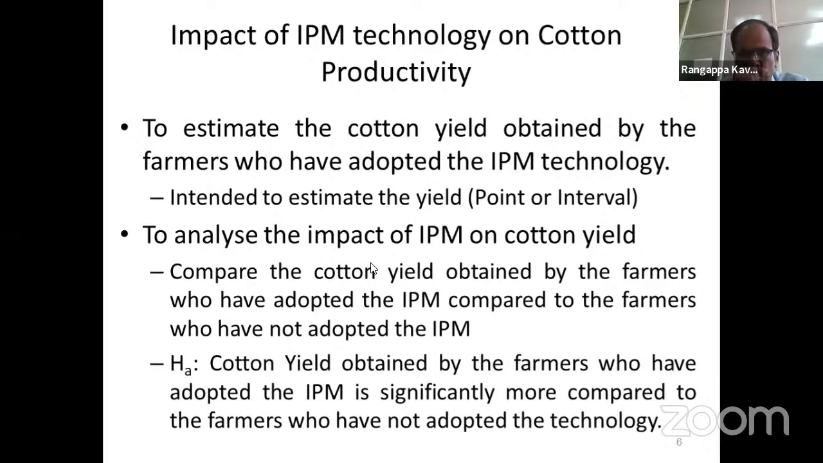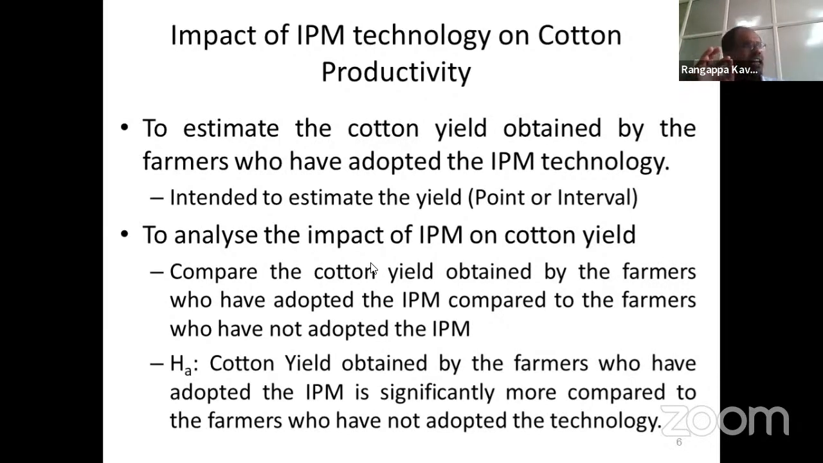I have deliberately taken this example of productivity, yield, agriculture. I think it is easily understandable to all the participants from all the disciplines, like history or economics or political science. The objective of the study is to estimate the cotton yield obtained by the farmers who have adopted the IPM technology. IPM means integrated pest management technology. It is a technological component. Even if you are not able to understand the core aspect of this IPM technology, don't worry.